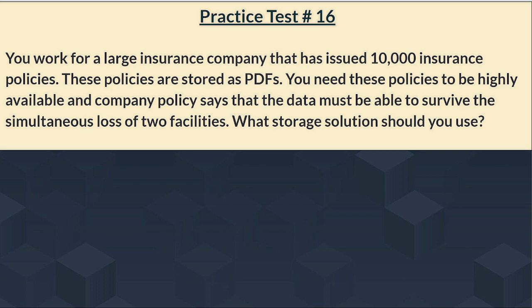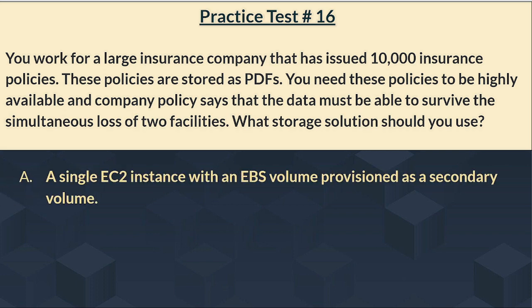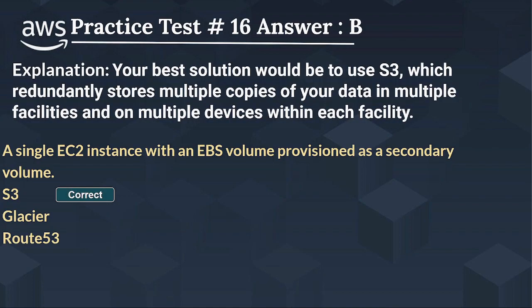So the options are: option A, a single EC2 instance with an AWS volume provisioned as a secondary volume. Option B, S3. Option C, Glacier. Option D, Route 53. Please select your answer in the next 5 sec. 5, 4, 3, 2, 1. So the right answer is option B.